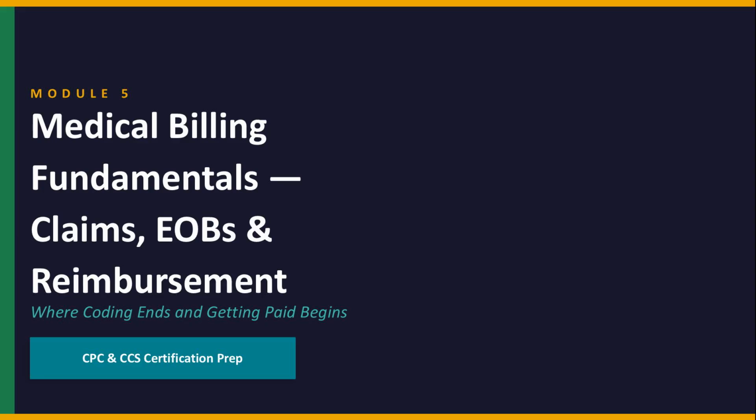Welcome to Module 5, and this is the one where everything clicks into place. We've spent 4 modules learning how to code, assigning ICD-10-CM diagnosis codes, CPT procedure codes, and HCPCS Level 2 codes for supplies and equipment. But coding is only half of the revenue cycle. The second half is billing, taking those codes, packaging them into a claim, submitting that claim to the insurance company, and making sure the provider actually gets paid. That's what Module 5 is all about.